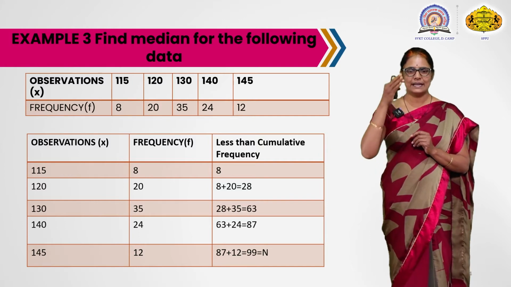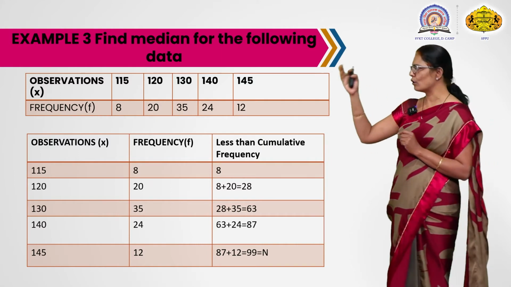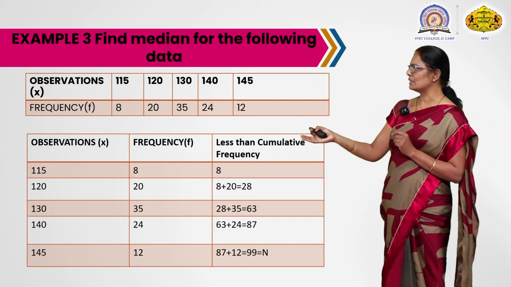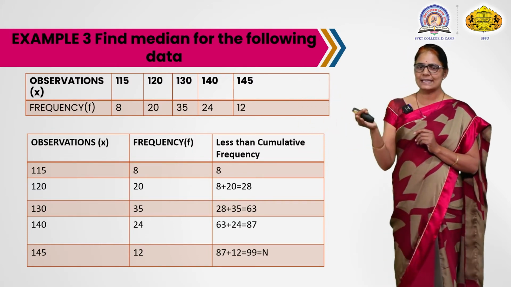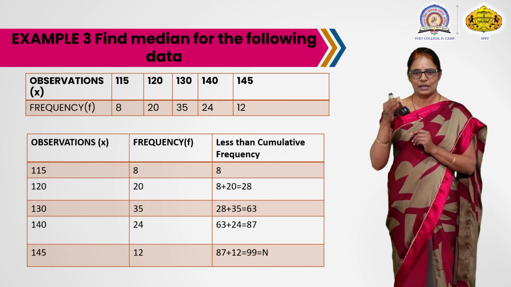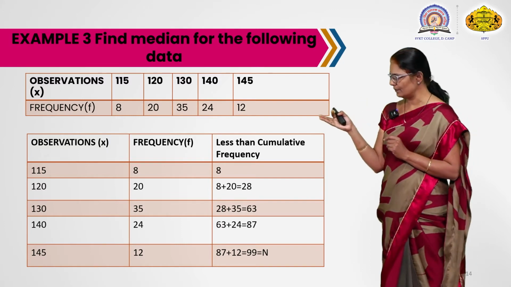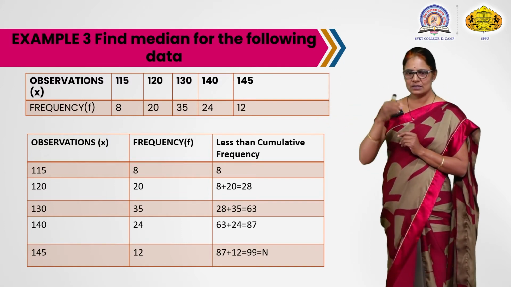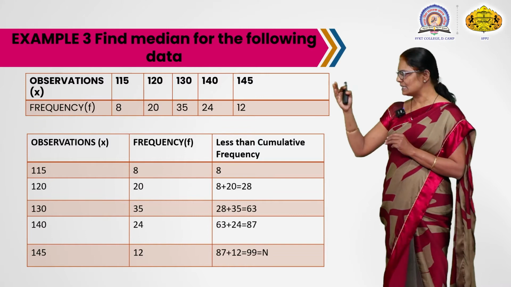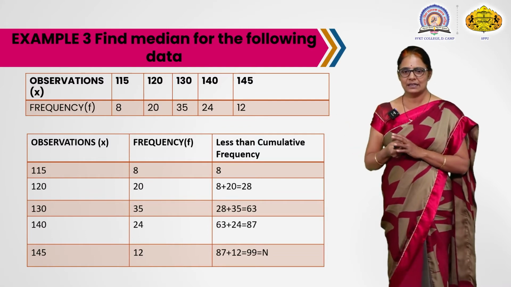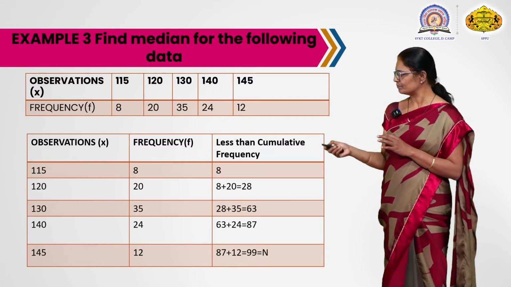So first, in the first column we write all the observations, in the second column we write the corresponding frequency, and in the third column we calculate the less than cumulative frequency. We add all the frequencies from top to bottom. The first number is 8, then in 8 we add the corresponding class frequency, that is 20, so 8 plus 20 is 28, then 28 plus 35, the frequency of the corresponding class, which is 63, and we just continue in this way. Finally we get 99, which is the total frequency.